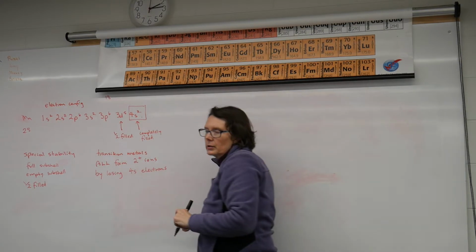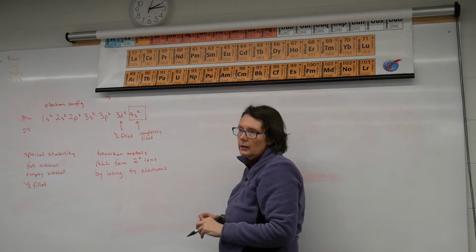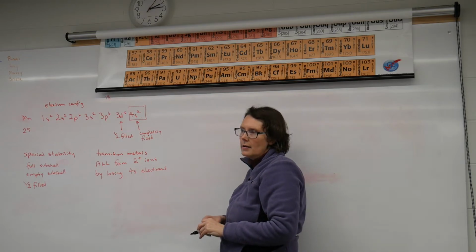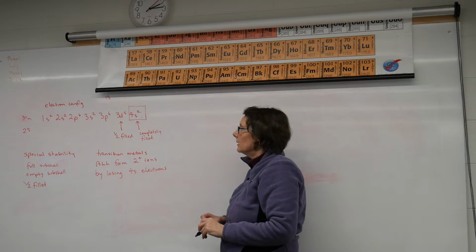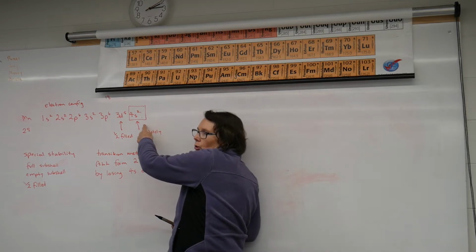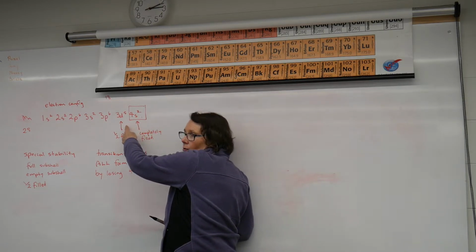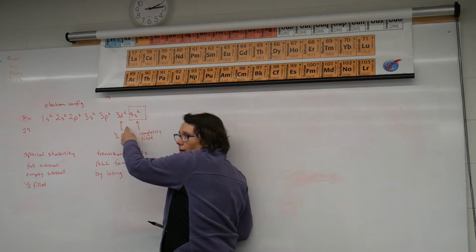Manganese can end up with an oxidation state of 7. Can we see why? Yeah, because we're going to lose those 2, but then we can sequentially lose all 5 of these.